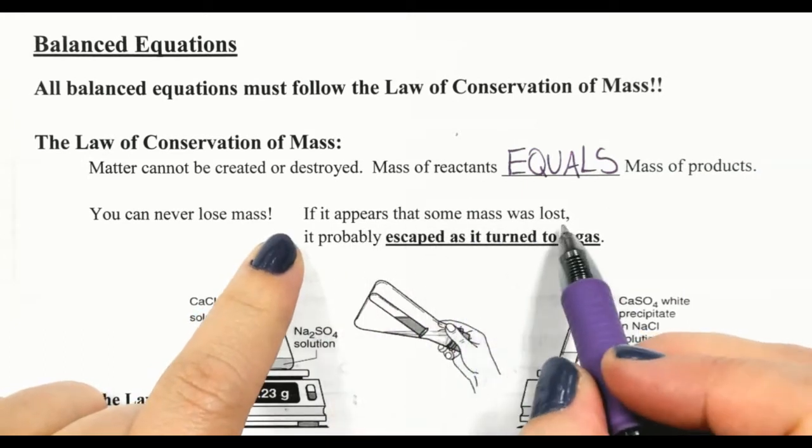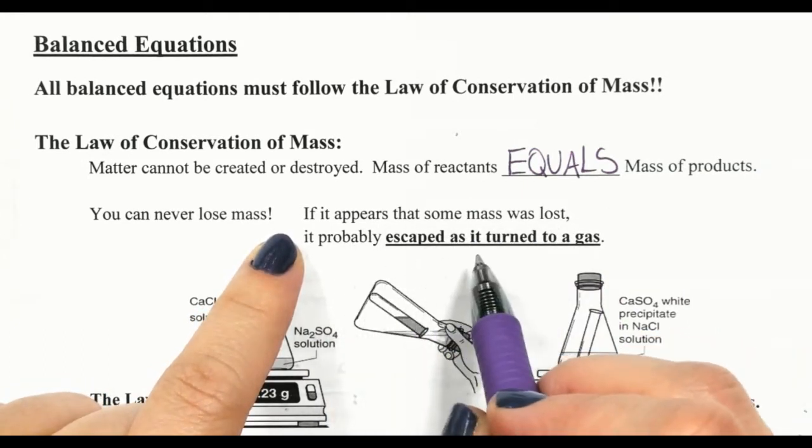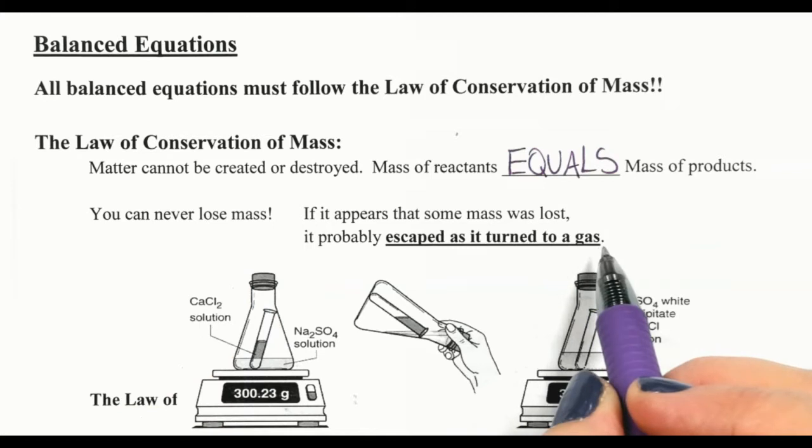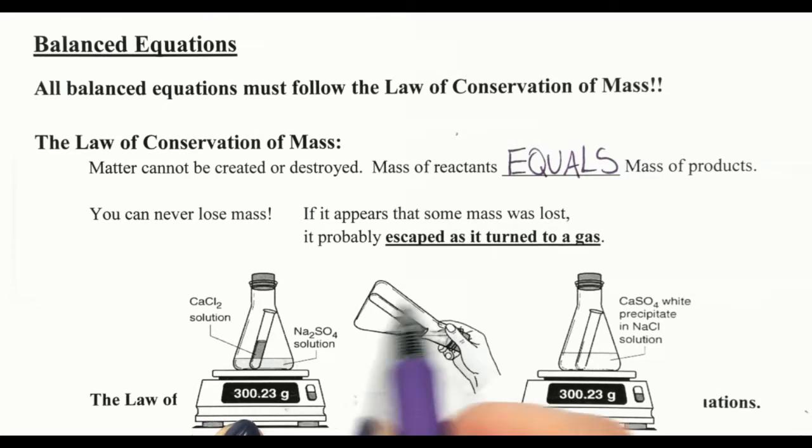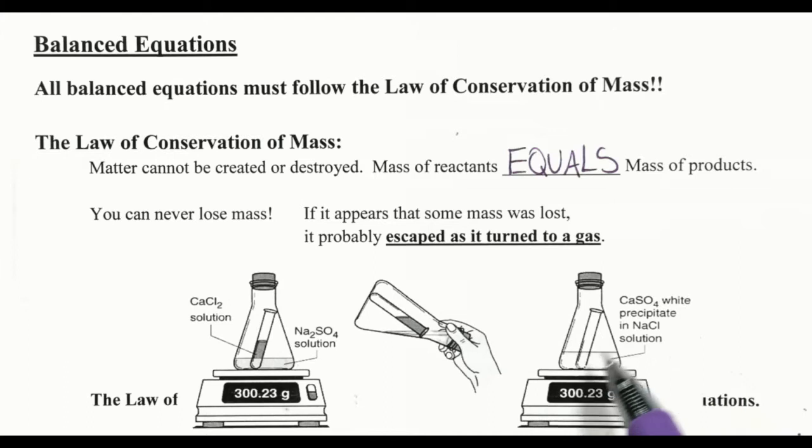You can never lose mass. If it appears that some mass was lost, it's probably escaped as a gas and went into the atmosphere. So notice here, before the reaction, we have 300.23 grams, and then we cause the reaction to happen, and then afterwards we have new things. However, the mass still remains the same, 300.23 grams.